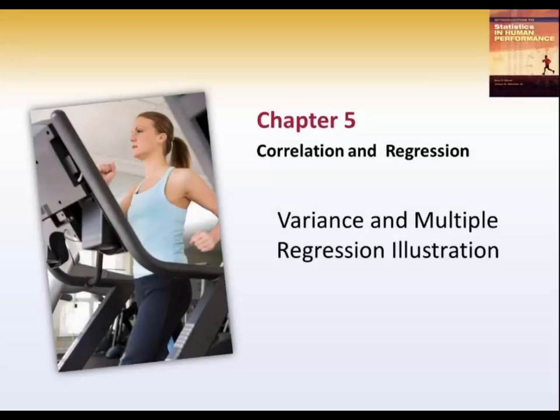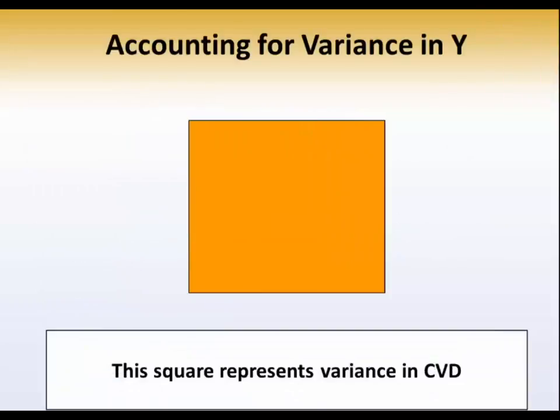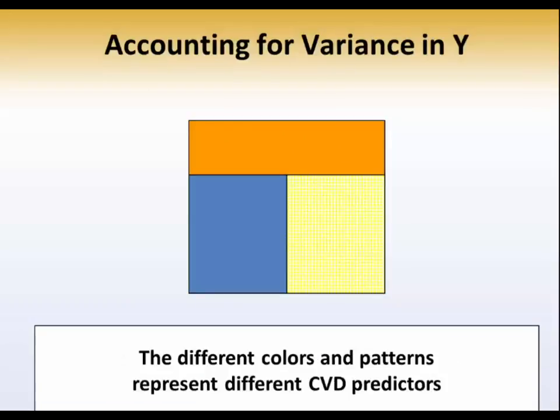We now present a brief illustration of multiple regression using variance boxes. This box represents variance. In this case, let's talk about the variance in cardiovascular disease. There are a variety of indices that would predict cardiovascular disease. Different colors and different patterns represent different cardiovascular disease risk factors or predictors. Unfortunately, we can't indicate the overlap between the predictors, but there will be overlap amongst these predictors.